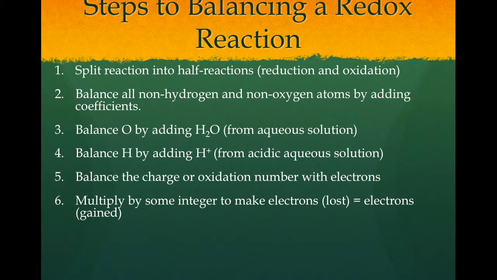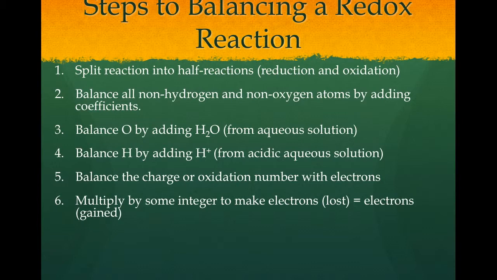The sixth step, we're going to multiply our half reactions by some integer or whole number to make the electrons lost equal the electrons gained. If you remember, up to this point, a balanced equation was simply having the same number and type of atoms on both sides. Well, the redox reaction introduces this idea of electron transfer. Well, in order for us to be balanced now, we also have to make sure that the electrons that are transferred are balanced as well. So whatever number of electrons we lost has to equal the electrons that we gained.